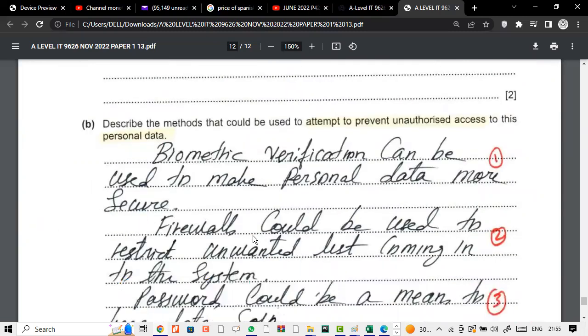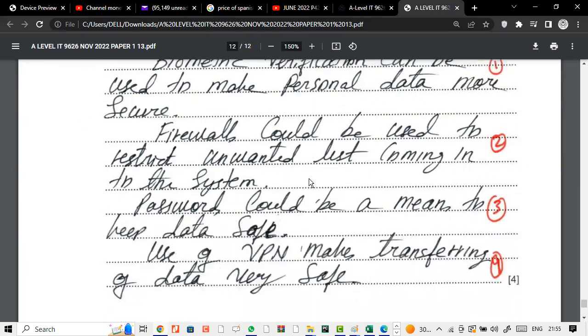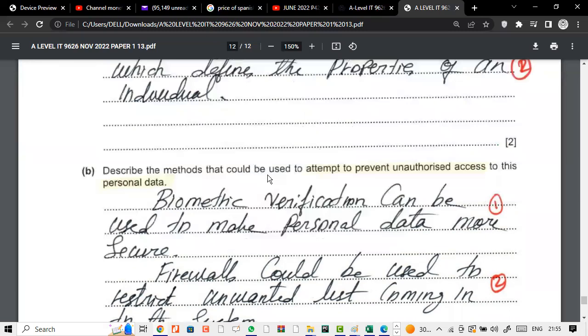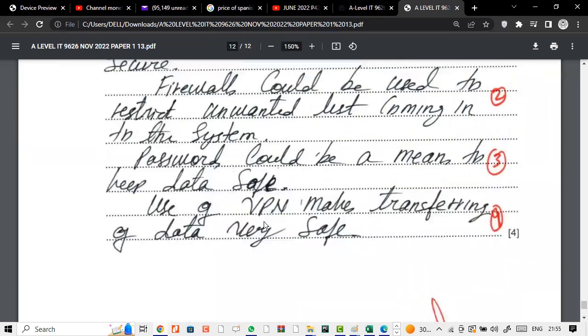Describe the methods that could be used to attempt to prevent unauthorized access to this personal data. Obviously, if you want to prevent unauthorized access to personal data, we could use biometric verification, one. Firewalls could be used to restrict unwanted traffic coming in. Passwords could be used as well. And since we're talking about unauthorized access, we could use a VPN. Do you know what a VPN is?